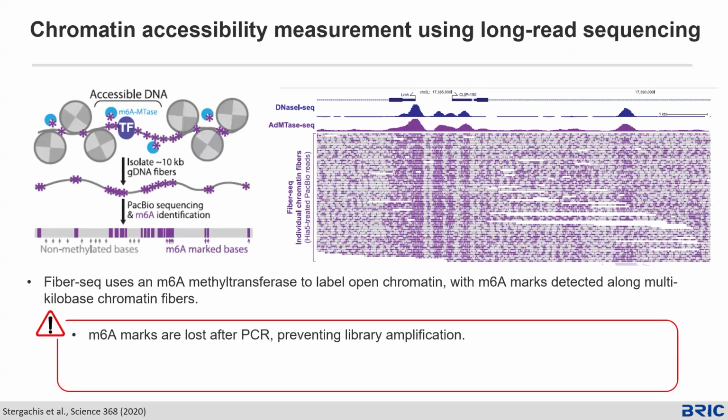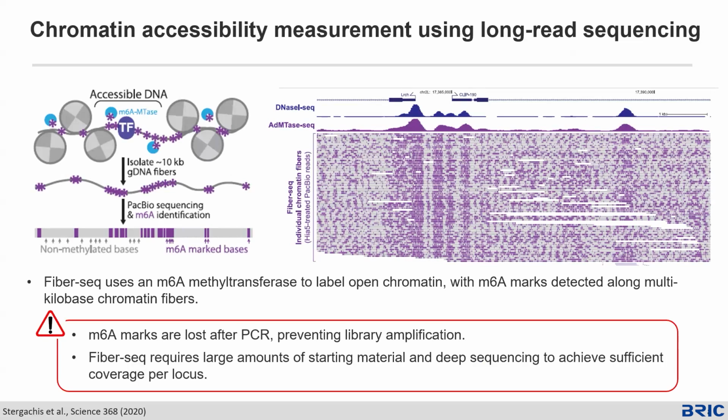However, FiberSeq has a key limitation. These m6A marks are lost after PCR, so the library cannot be amplified by PCR. Therefore, FiberSeq requires large amounts of starting material and deep sequencing to achieve sufficient coverage per locus.